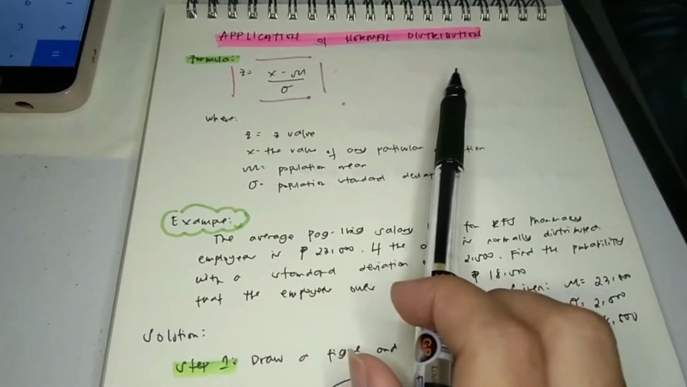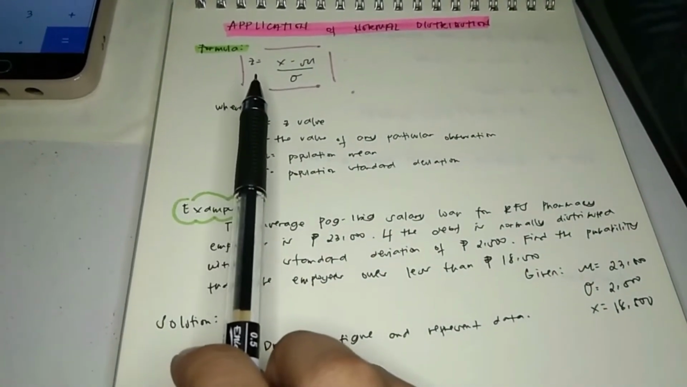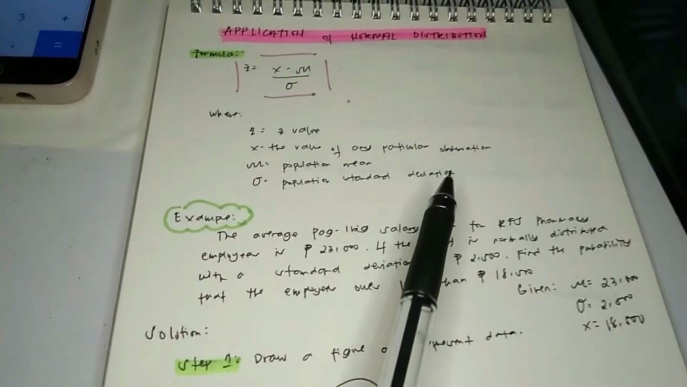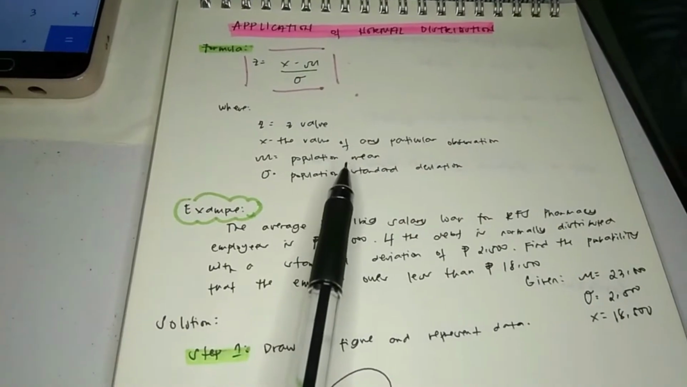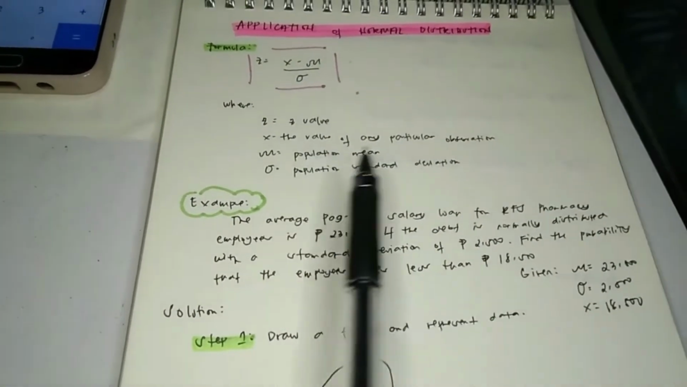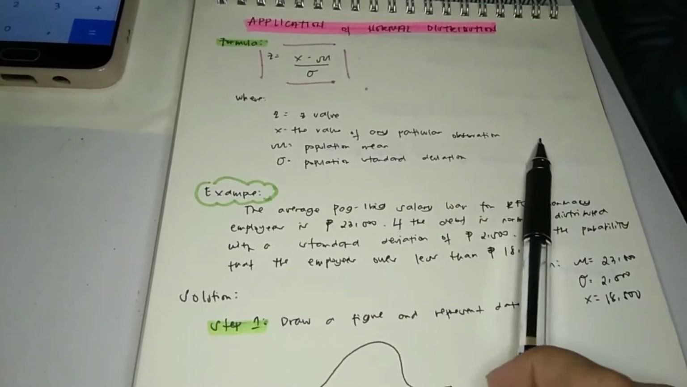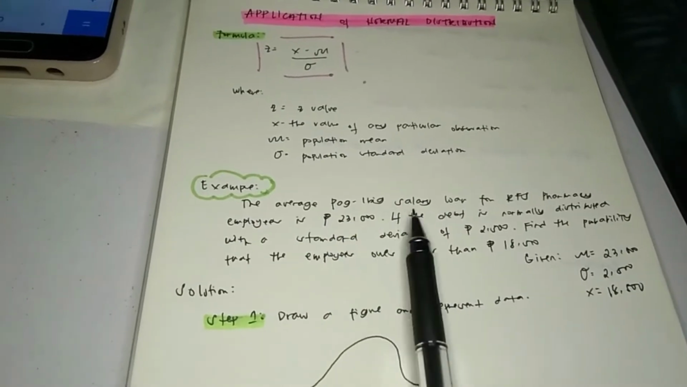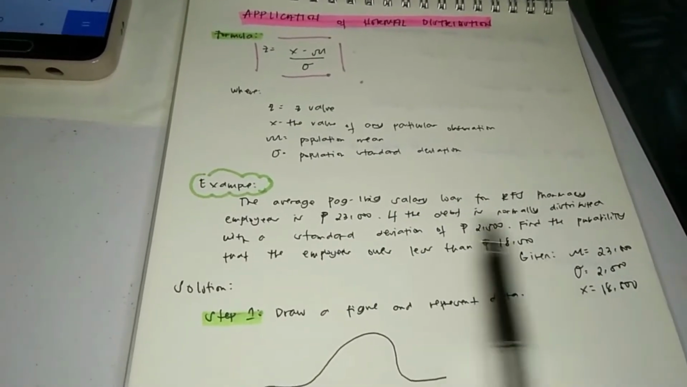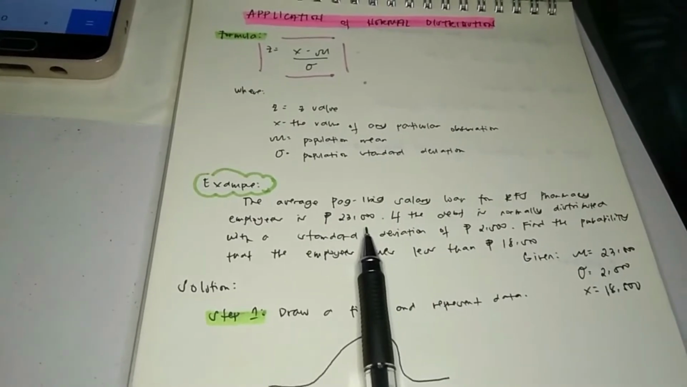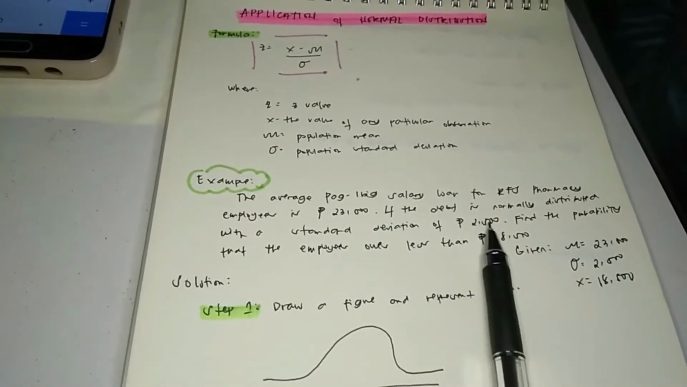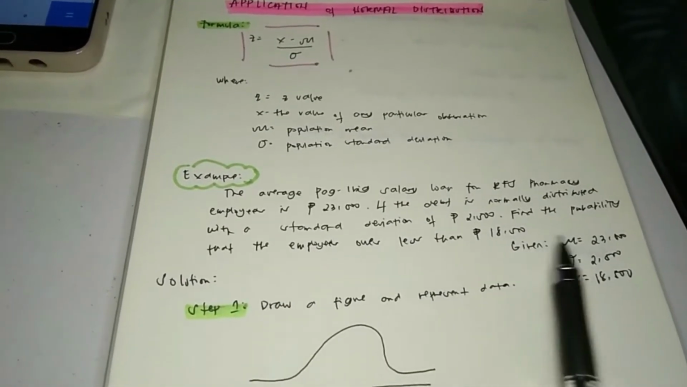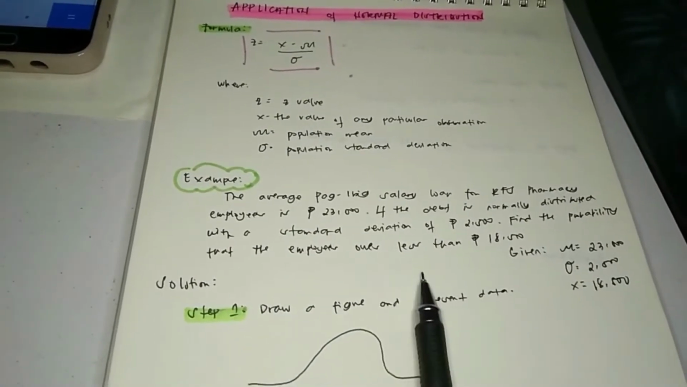Application of normal distribution formula. z equals x, or the value of any particular observation, minus mu, or population mean, over sigma, or the population standard deviation. Okay, example number 1. The average Pag-IBIG salary loan for RFS pharmacy employees is 23,000 pesos. If the debt is normally distributed with a standard deviation of 2,500, find the probability that the employee owes less than 18,500.